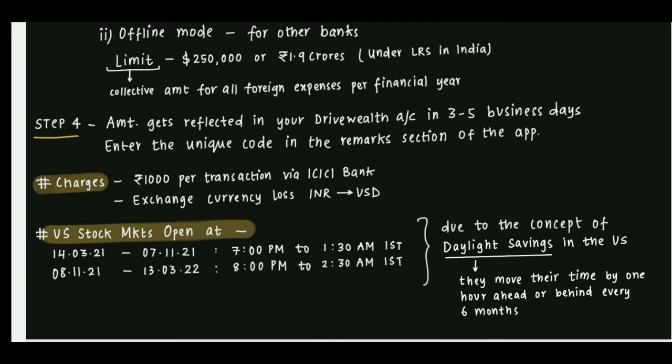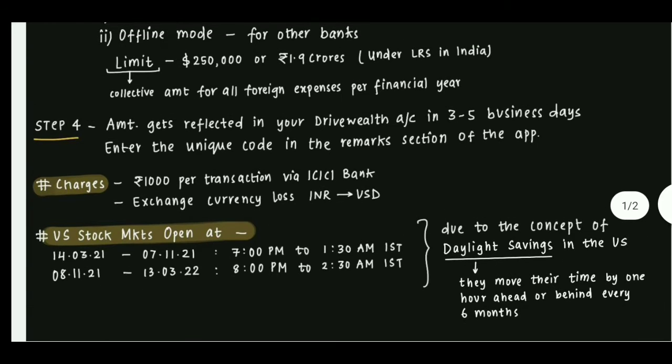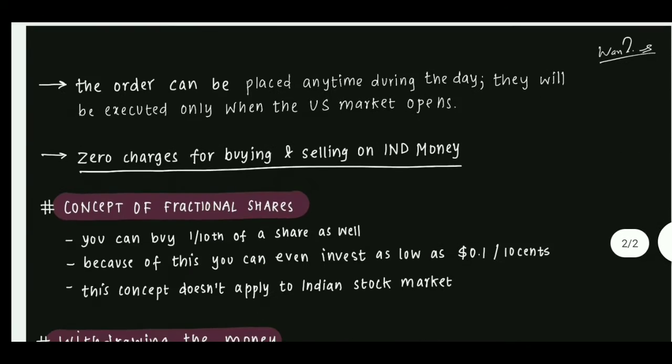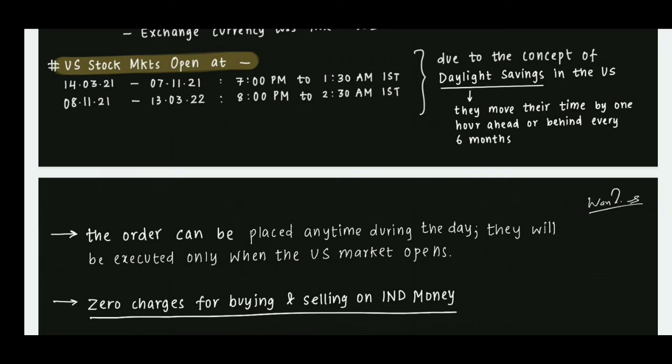Now let's discuss the timings in which you can invest in the US stock market. From 14th March to 7th November you can invest from 7 p.m. to 1:30 a.m. IST. Like if you are in India, then from 7 p.m. to 1:30 a.m. you can invest, and from 8th November to 13th March you can invest from 8 p.m. to 2:30 a.m. Due to the concept of daylight saving in the US, they move their time by 1 hour ahead or behind every 6 months. But the good thing is the order can be placed anytime during the day, and it will be automatically executed only when the US market opens.